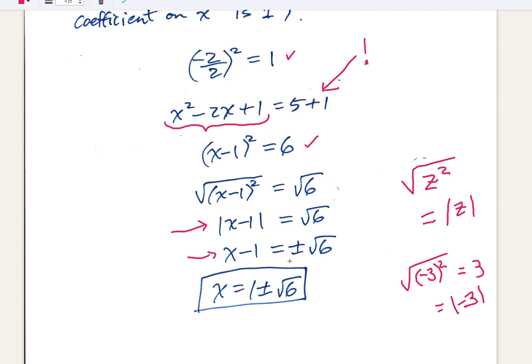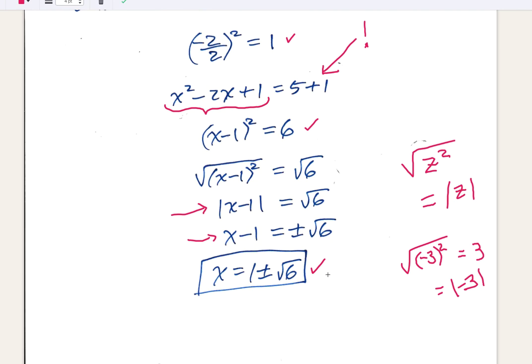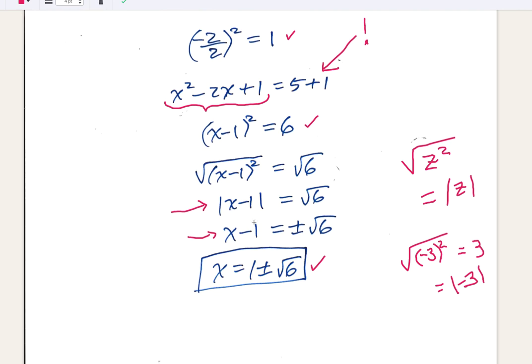So x minus 1 is plus or minus the square root of 6. Adding 1 on each side to isolate the x, I get x equals 1 plus or minus the square root of 6. And you could calculate that on your calculator to get a certain decimal place accuracy if you wished. As far as I'm concerned, that's fine the way it is. Okay? Alrighty?